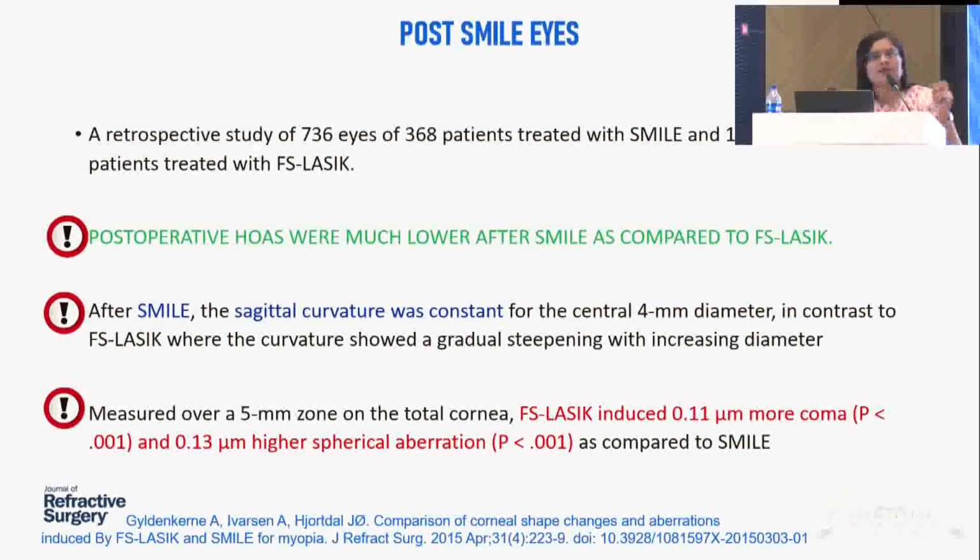Right now, you may not be getting a lot of patients, but as of now, in the studies which are available, in 2015 one study came out which said that postoperative higher order aberrations were much lower after SMILE as compared to LASIK, and after SMILE, the sagittal curvature was constant for the central 4 mm diameter in contrast to LASIK, and featured over a 5 mm zone on the total cornea. FS-LASIK induced more coma, higher aberration of around 0.13, as compared to SMILE.